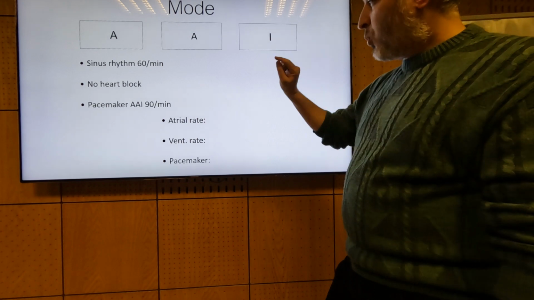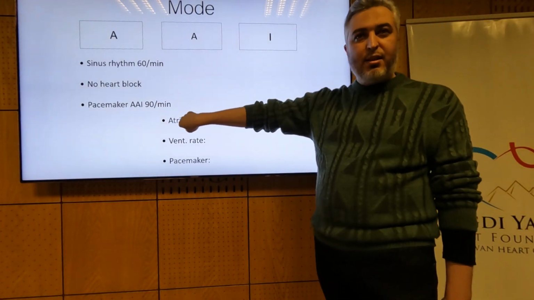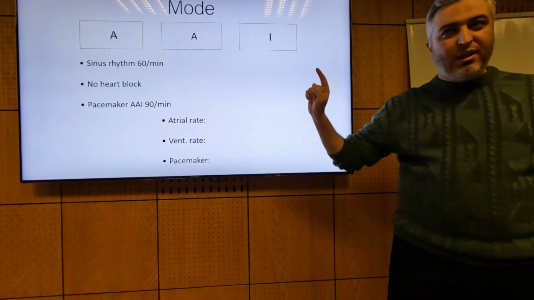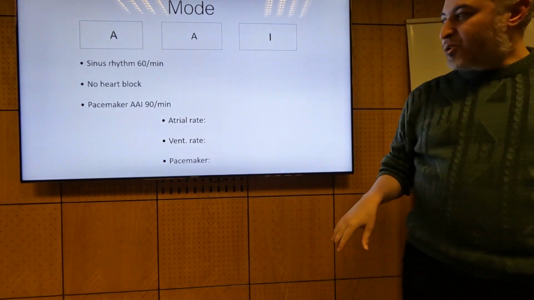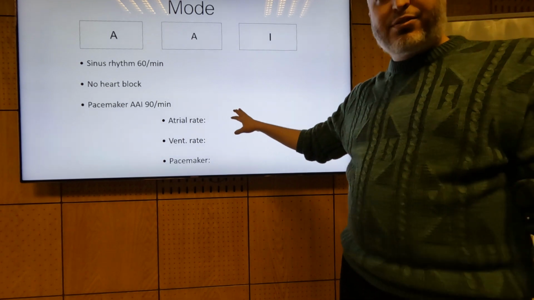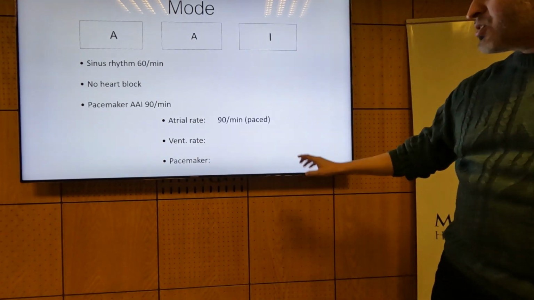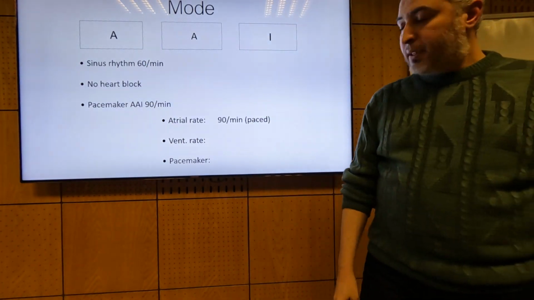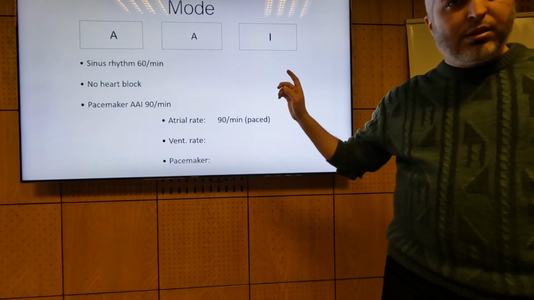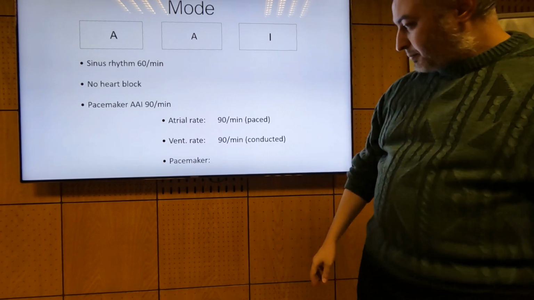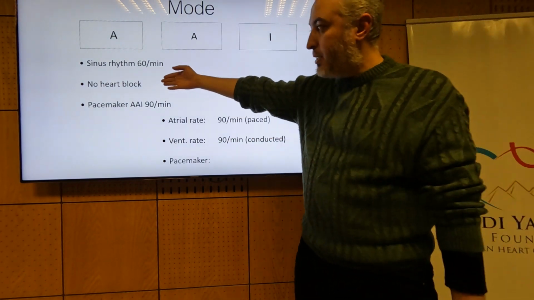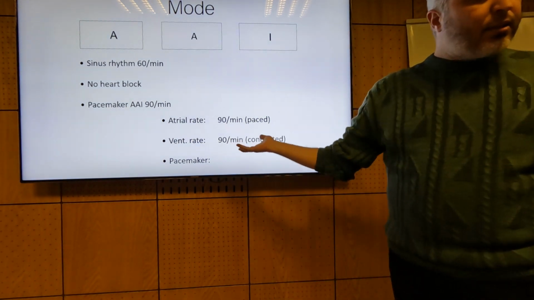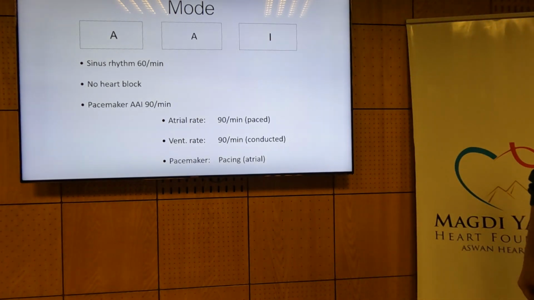Now, you tell me what is the atrial rate and where it comes from. What is the ventricular rate, where does it come from, and what is the pacemaker doing now? So the atrial rate is 90. Where does it come from? Pacing. That's 90 paced, because the pacemaker is faster than the sinus rhythm. What's the ventricular rate? 90. It is conducted, 90 conducted because he does not have heart block. And what is the pacemaker doing now? It is pacing the atrium.